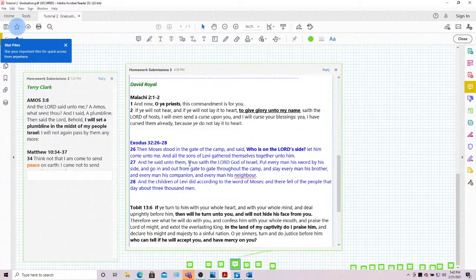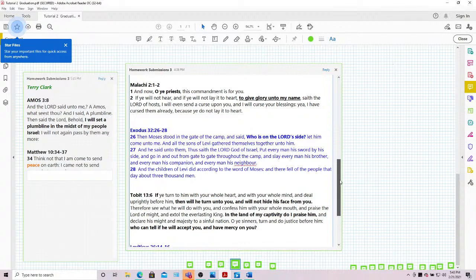And he said unto them, thus saith the Lord God of Israel, put every man his sword by his side, and go in and out from gate to gate throughout the camp, and slay every man his brother, and every man his companion, and every man his neighbor. And the children of Levi did according to the word of Moses, and there fell of the people that day about 3,000 men. So you have to remember, cursed is they that deal lightly with his father or his mother. You can't be dealing deceitfully with the covenant, and there are repercussions when you transgress and trespass. There is a plumb line within the Most High's judgment.